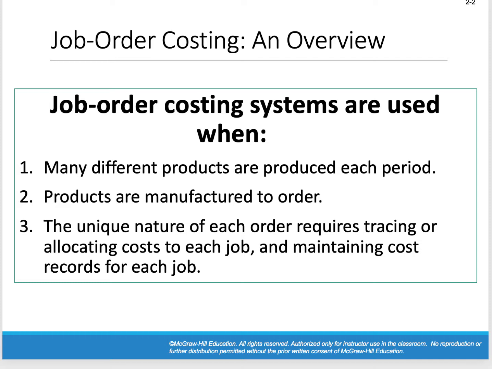organizations that implement a job order costing system make many different products, okay, within a period, right? So we could say a period could be a year, right? Or maybe a period is a reporting cycle, right? Maybe we do it quarterly, okay? The point is we make a number of different products within that period, right? Each product is made to order.